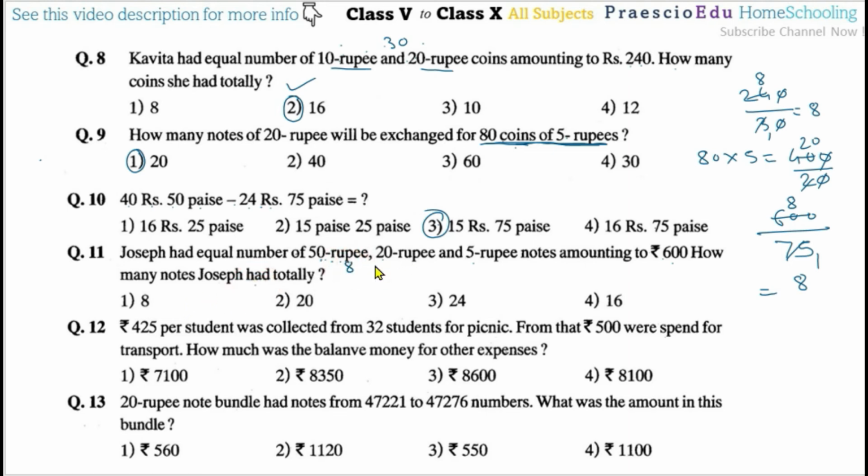So here 8 notes, here also 8 notes, and here also 8 notes. So total 8 plus 8 plus 8 means a total of 24 notes are there. So option number 3 is the correct one.